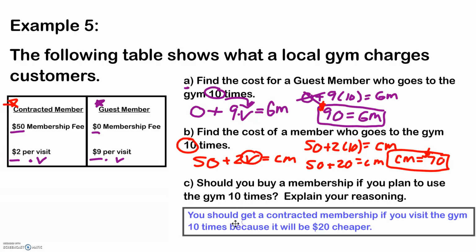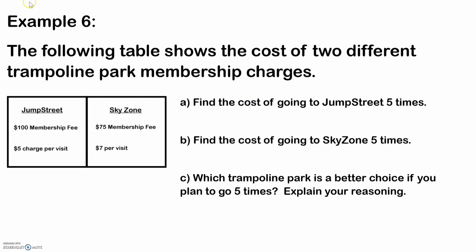So hopefully we would have seen you should get a contracted membership if you visit the gym 10 times because it will be $20 cheaper. Now there's more than one way you could have answered this problem, but definitely knowing that the contracted membership was the cheaper option at $70, and think about, that's going to be a $20 savings, which is pretty nice. Take a look at example 6, read all the important information, and try your best on Part A.